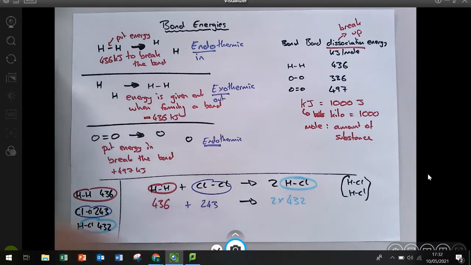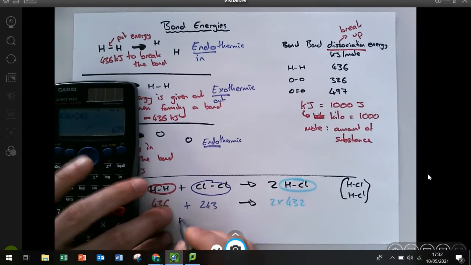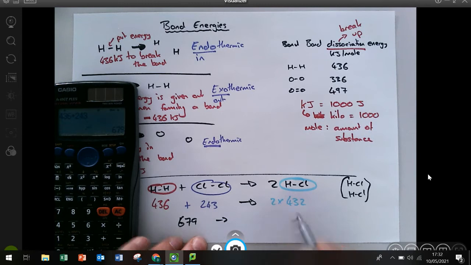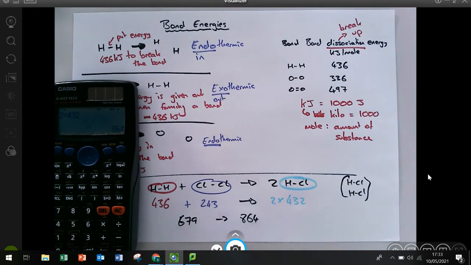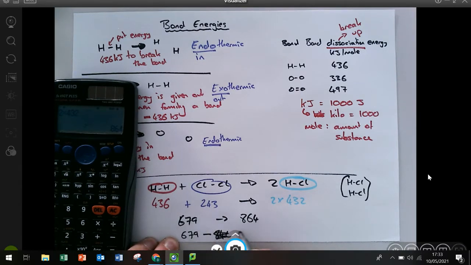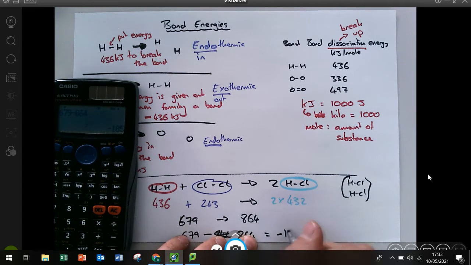Now I can add all of this up together. If I add it all up, I get 436 plus 243 is 679. And that is going to go to 2 times 432, which is 864. So now what is the difference between these? I'm always going to start with what I started with, and take away what I end with. And this is really important. You'll see why in a minute. So 679 minus 864 gives me a minus 185, and it would be kilojoules.